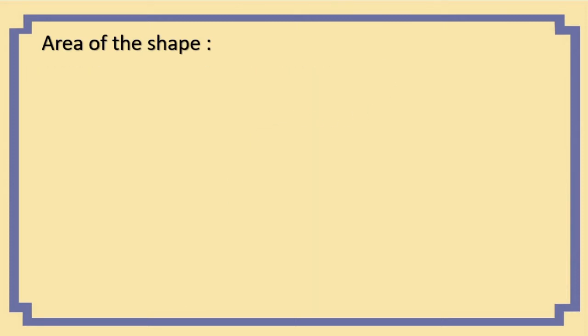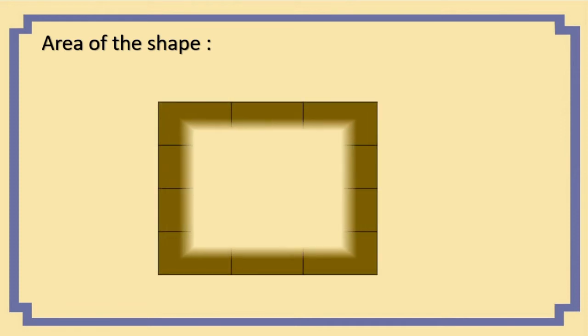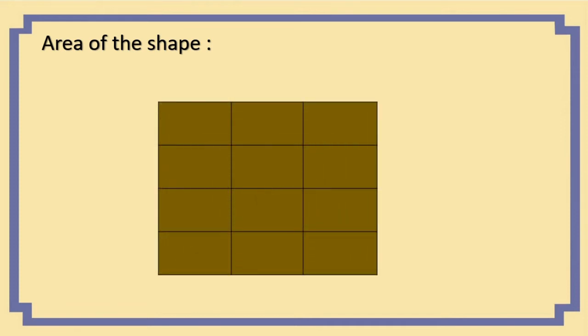Area of the shape. Yes, here is the figure. The measure of a figure should be the same no matter who measures it, isn't it? Hence, a square of one side, that is equal to 1 centimeter, is used as the standard unit of measurement of area. Now we are going to measure the area of this figure. Okay, so we will take a standard unit of 1 centimeter.